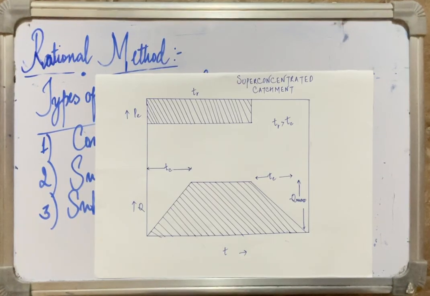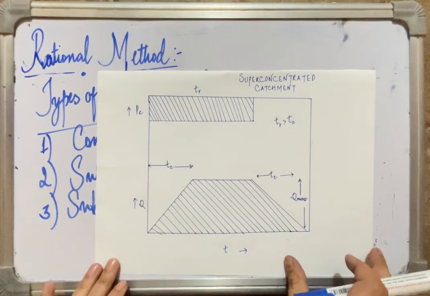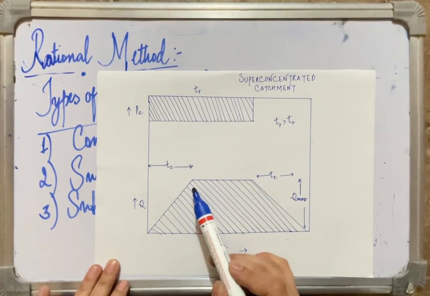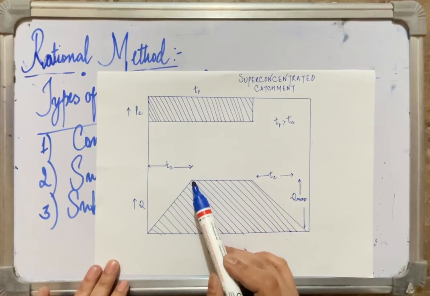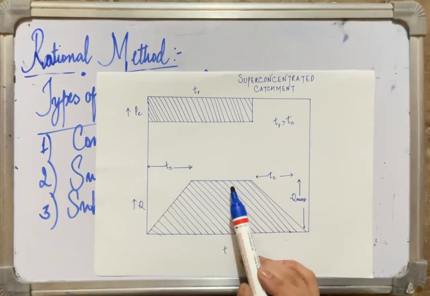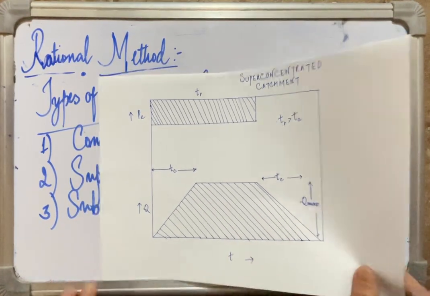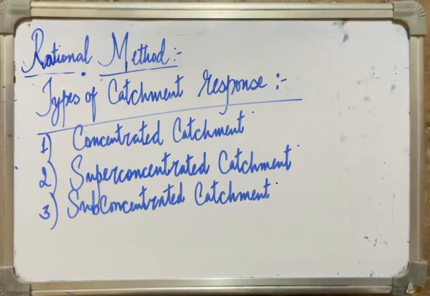So in this type of catchment, our rainfall duration is more than the time of concentration. Flow reaches its maximum equilibrium rate. It continues as the rainfall goes on continuing. The runoff continues. Rainfall stops. It gradually recedes to zero. The next type of catchment response that we have is the sub-concentrated catchment.